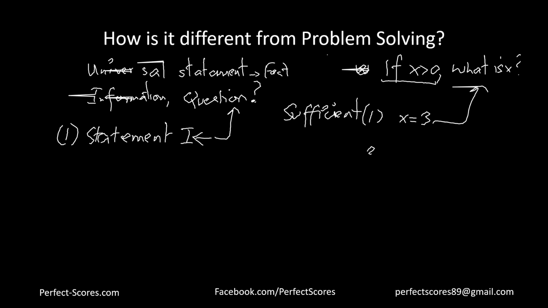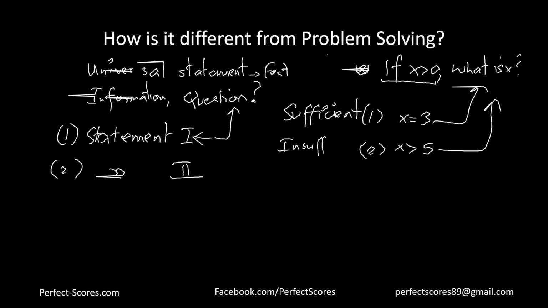Then you would be given statement 2. Now in statement 2, again, you have to follow the same process. Let's suppose x is greater than 5. Now does that give you the value of x? No, it does not. That means this statement is insufficient. So that is the structure of data sufficiency problems.